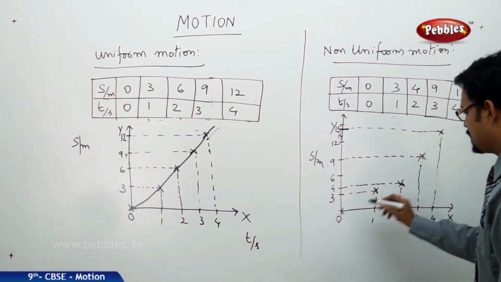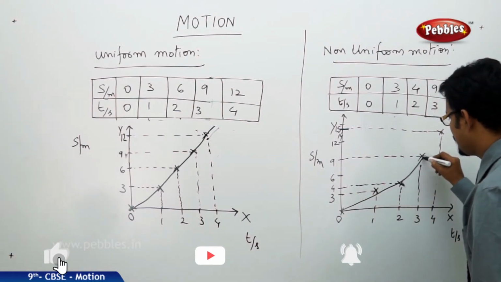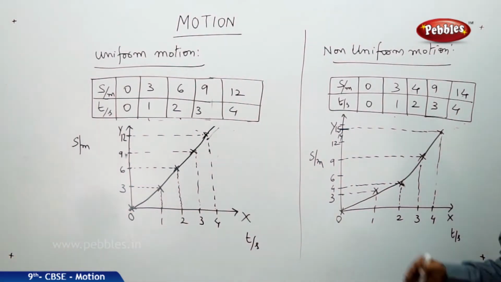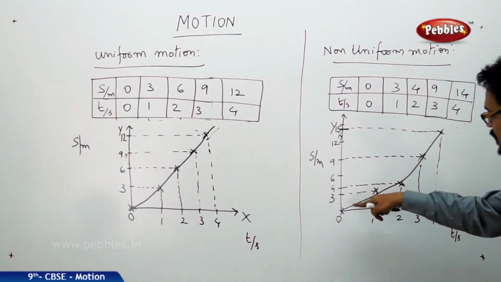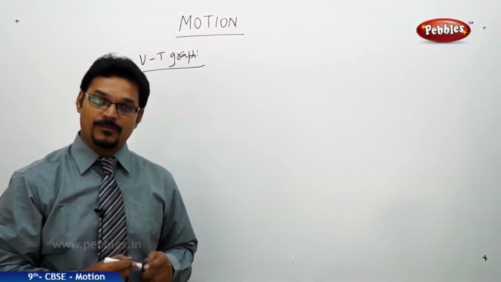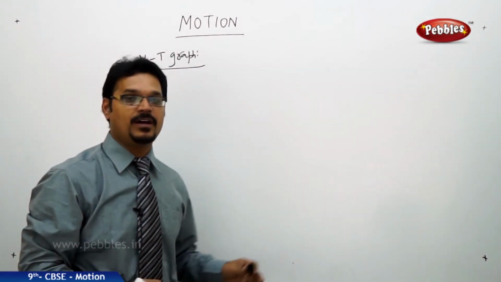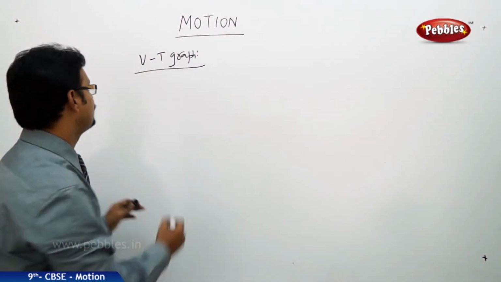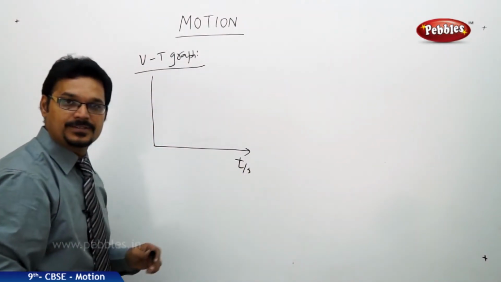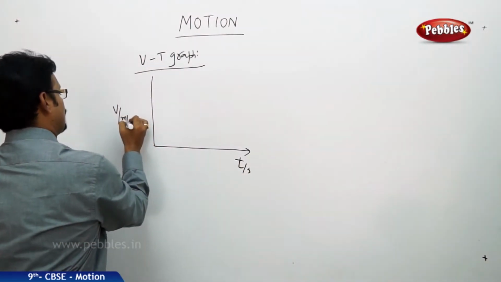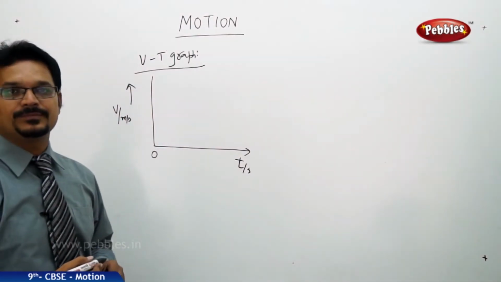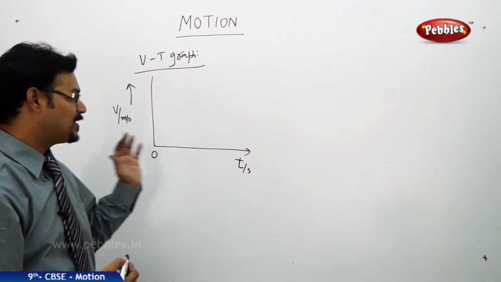Now if you join the points and observe carefully, this time you are not getting a straight line, you are getting a curve. That means in a distance-time graph, whenever you see a curve, it is obviously non-uniform motion. Now we will explore the second graph, the velocity-time graph. Whenever you take time on the x-axis and velocity on the y-axis, it is called a VT graph. So let us go into detail on the velocity-time graph.